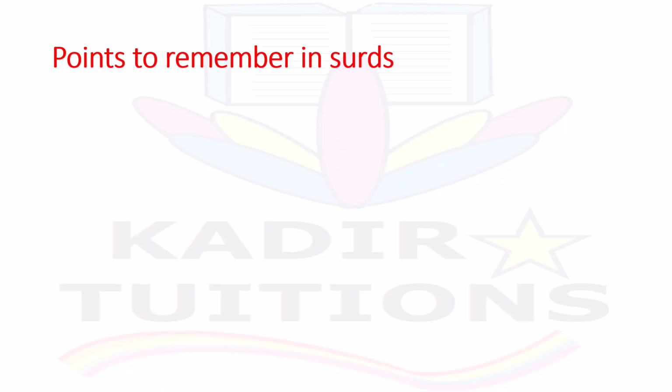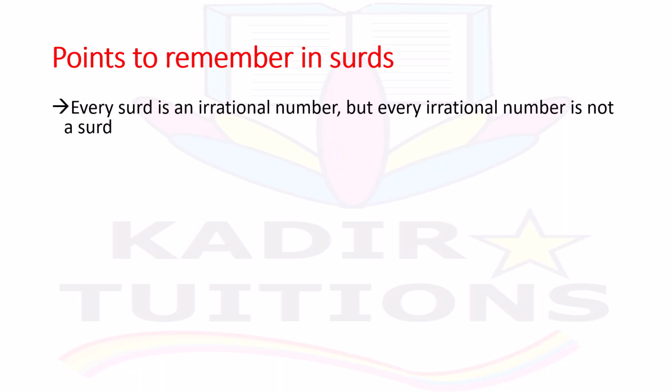And the next thing is some points we need to remember in surds. Every surd is an irrational number. Yeah, we have seen, right? See, I'm having root 5. Then I can say this root 5 is a surd. So the surd is also an irrational number.